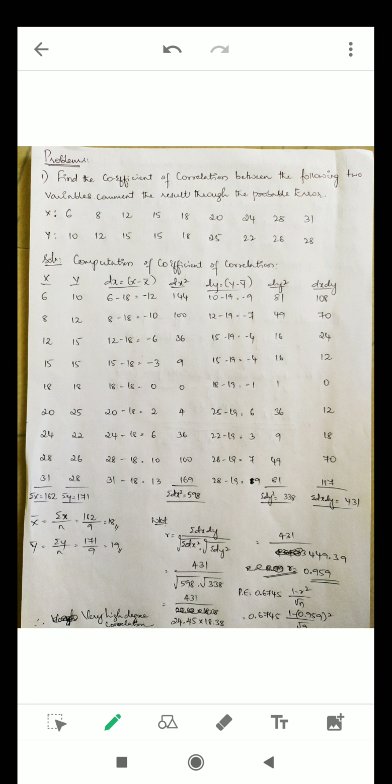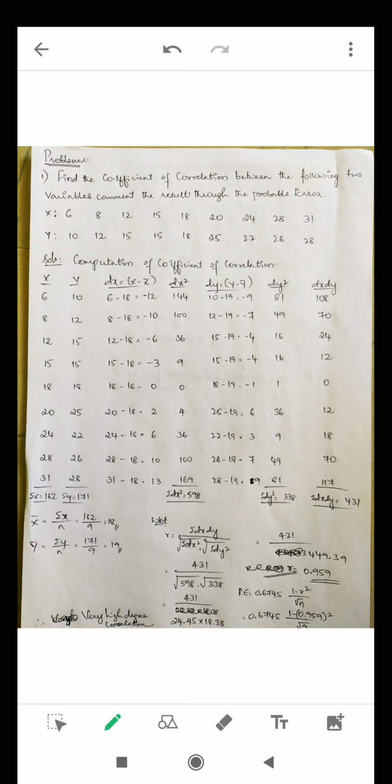Next we have to calculate the probable error. Why? Because we are asked to comment on the result based on probable error, not based on correlation. If we were asked based on correlation, then we got 0.959 as the correlation value. This is called a positive correlation because it is nearer to 1. Now we will see what the probable error is.